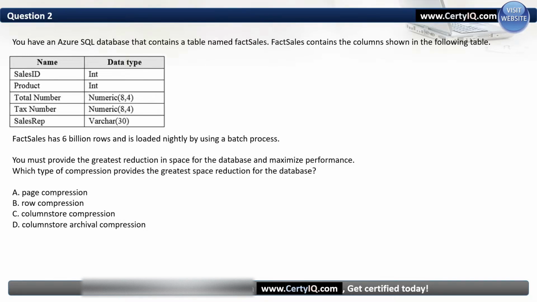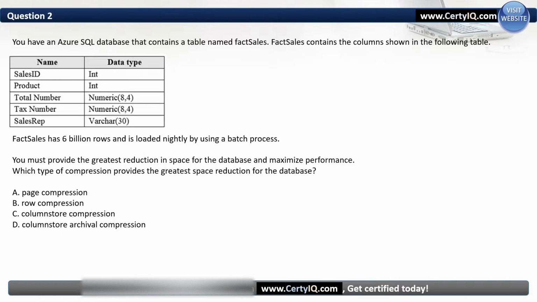Question 2. You have an Azure SQL database that contains a table named Fact Sales. Fact Sales contains the columns shown in the following table. Fact Sales has 6 billion rows and is loaded nightly by using a batch process. You must provide the greatest reduction in space for the database and maximize performance. Which type of compression provides the greatest space reduction for the database?